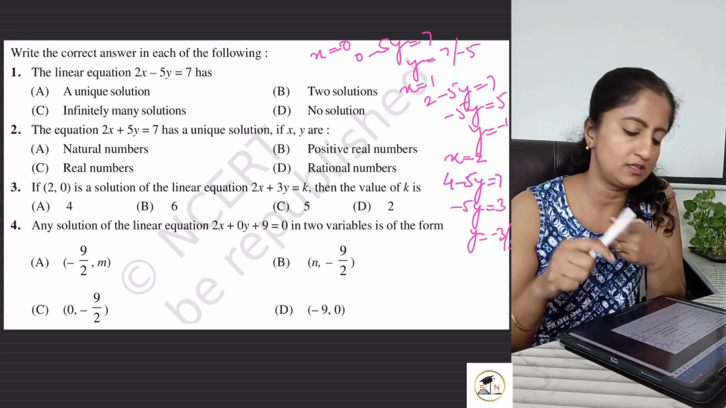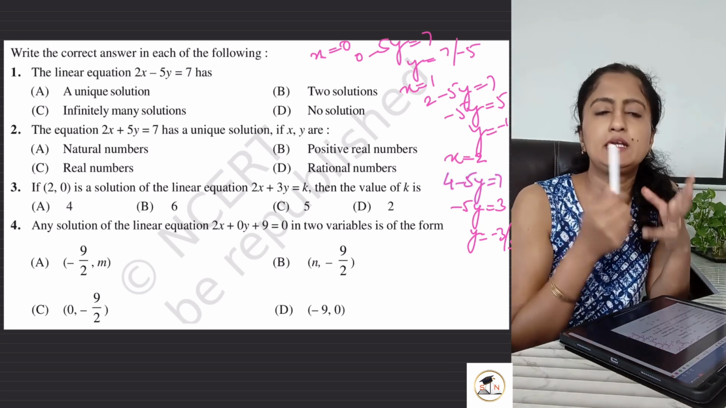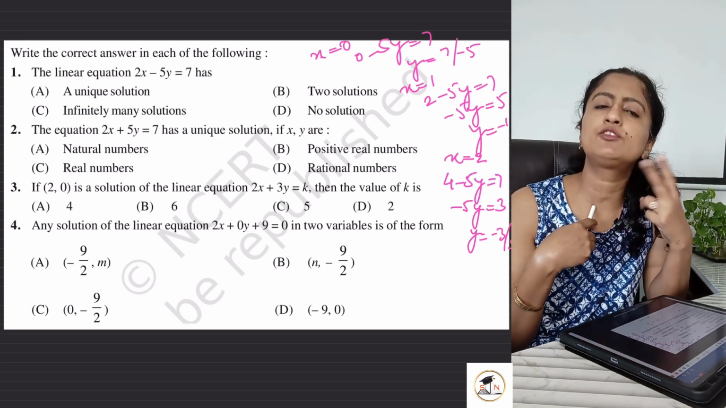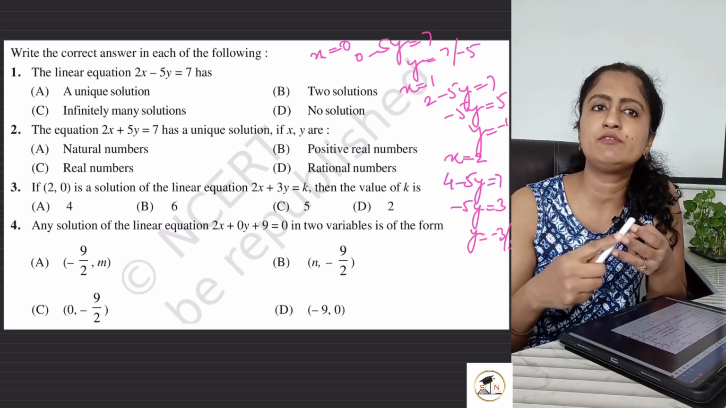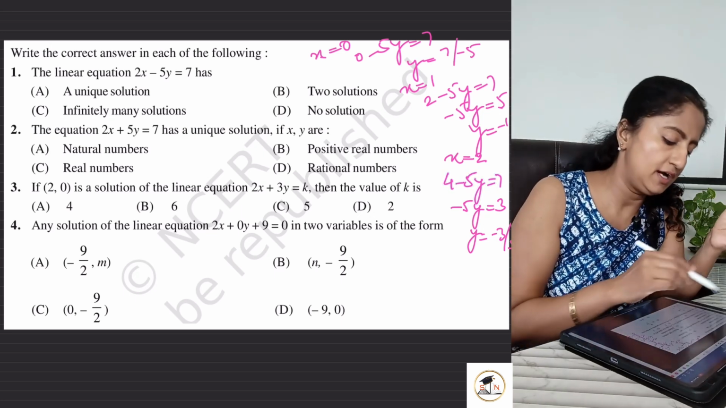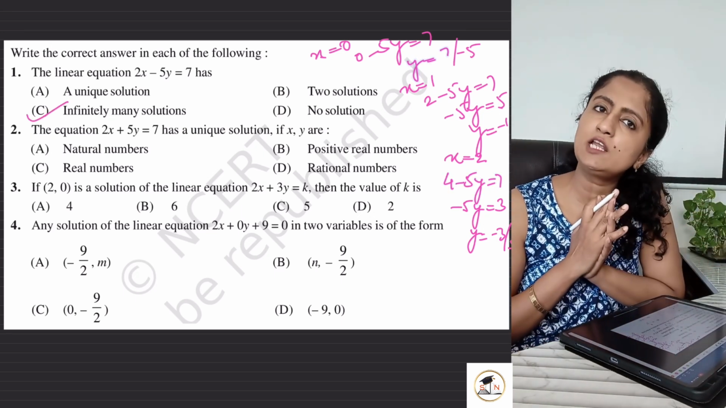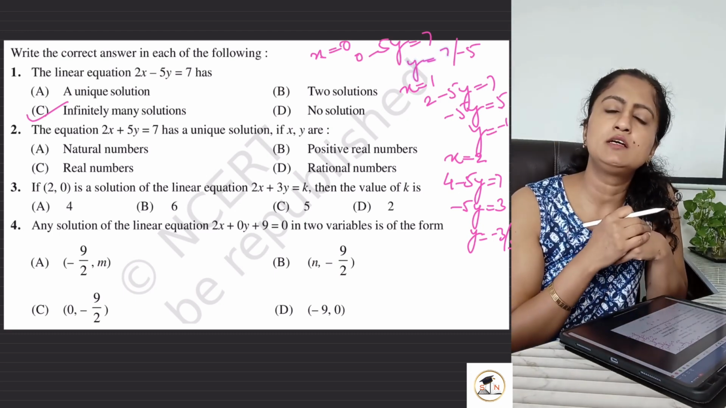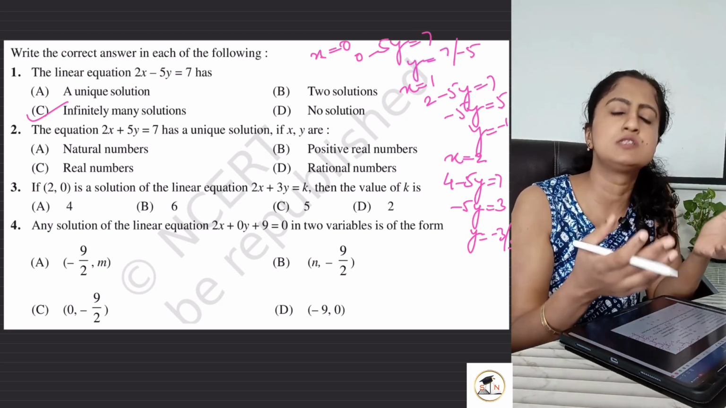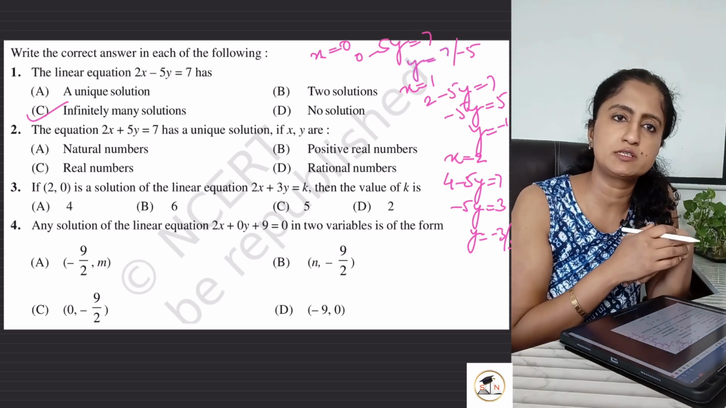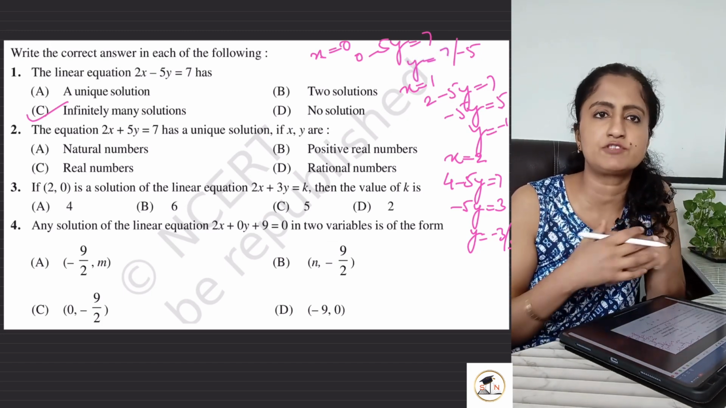एक value substitute करती तो लगता कि शायद unique solution है. Two values substitute करती तो लगता शायद two solutions हैं. But नहीं. I substituted only three values. If you want, you can try with any values. But the answer is simply infinitely many solutions. मैंने 0, 1, 2 लिया. If you take -1, -2, 0, you will have different solutions.